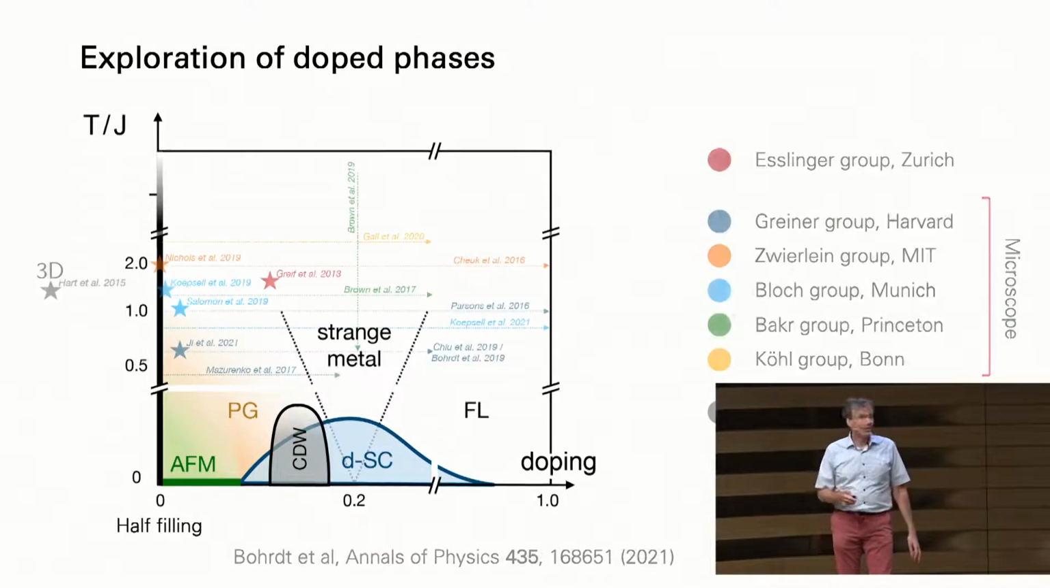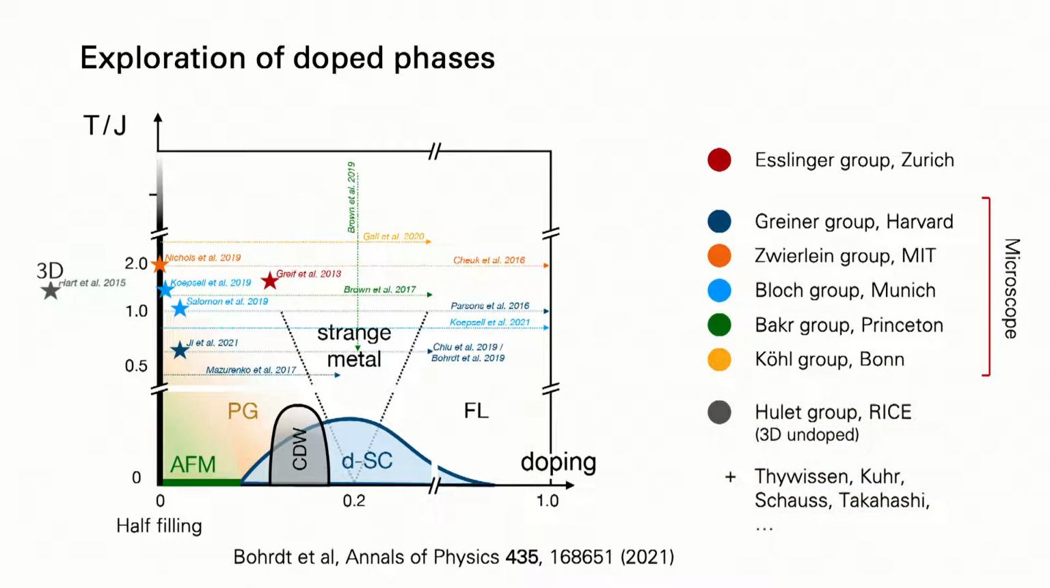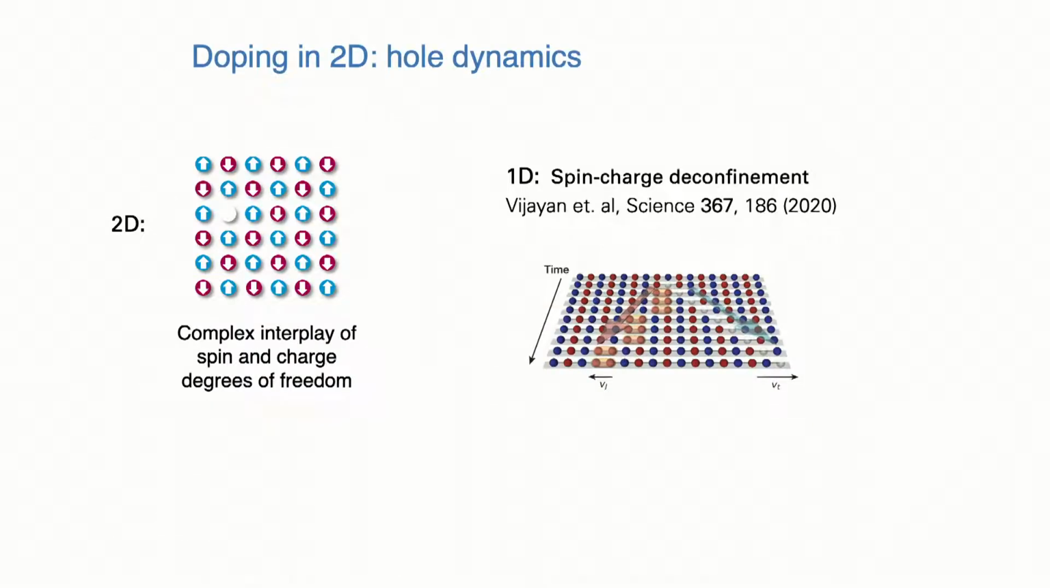And there was quite some activity in quantum simulation. I don't have time to discuss this all in detail, but have a look at this recent review that reviews the experiments in this doped regime. It all started with experiments in Zurich, but then with a microscope, this got a big boost, and so now we're getting to colder and colder temperatures here. Good. So why do things become so much more complex and interesting once you dope the magnet?